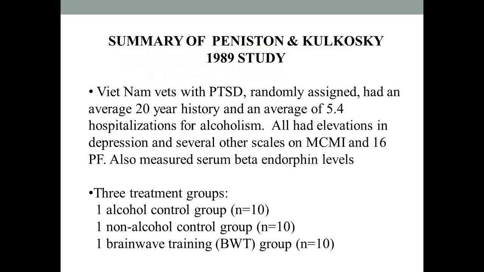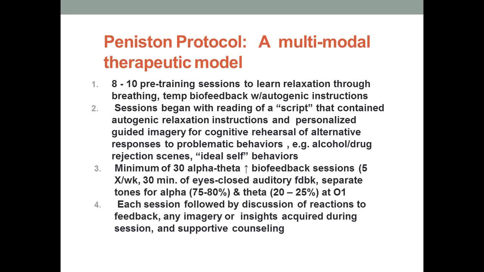Here's a summary of Penniston and Kokoski's 1989 study. Basically, they had a lot of Vietnam vets with PTSD, a 20-year history, and an average of 5.4 hospitalizations for alcoholism. All had elevations in depression and several other scales on the MCMI and 16PF, and they also measured serum beta endorphin levels. They had 3 groups: an alcohol control group with 10, a non-alcohol control group with 10, and a brainwave training group with 10. Here is the Penniston protocol, the way he initially did it.